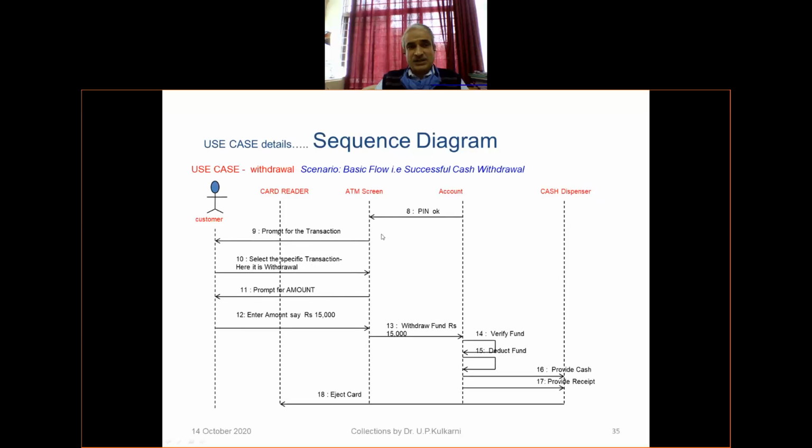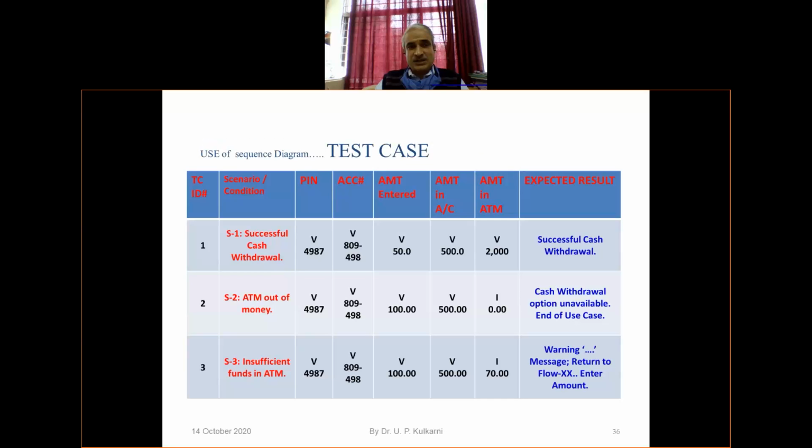Then the PIN is okay. Prompt for the transaction. You enter the transaction, here it is withdrawal. Prompt for the amount. You enter the amount, withdraw fund. That particular method is being called for the account. Verify the fund, deduct the fund. Then provide cash, provide a receipt, and the cash dispenser will call a method of the card reader saying eject the card. So this is how a particular scenario is being modeled using a sequence diagram. This will help you to design the test cases, I told you. Hope this is all clear.